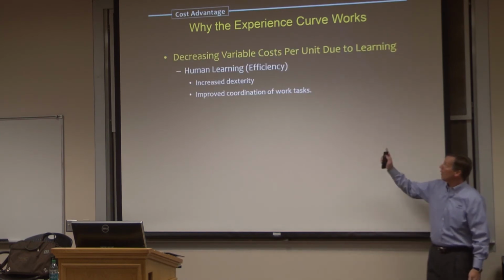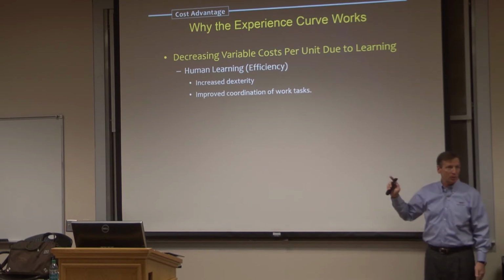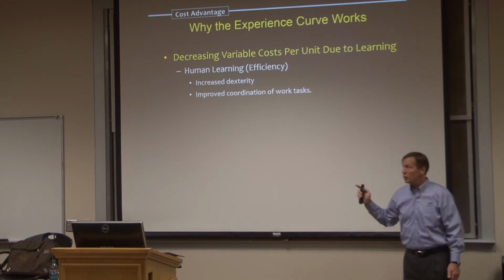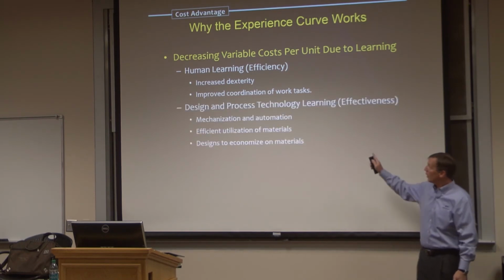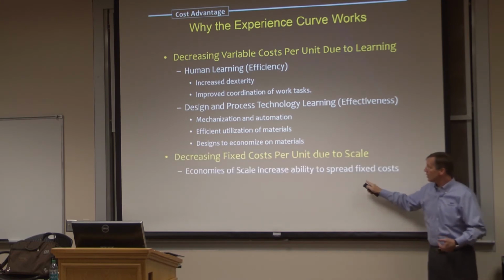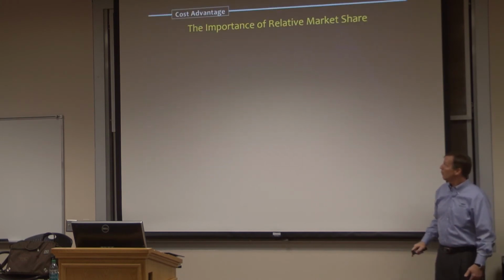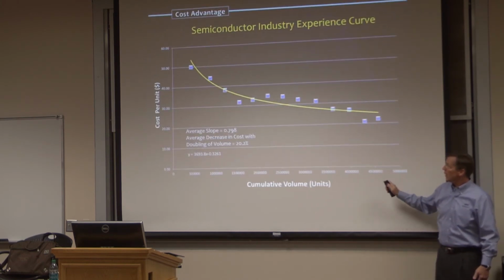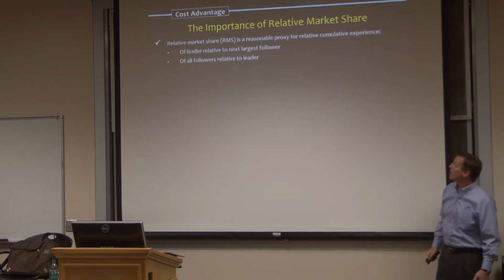Why does it work? Well, you get decreasing variable costs per unit because of things like bargaining power as you get bigger. But you also get increased learning, human learning. You have design and process improvements that you get. And you also get decreased fixed cost per unit because you can spread those fixed costs. Well, and you've already seen this for microprocessors, as an example.